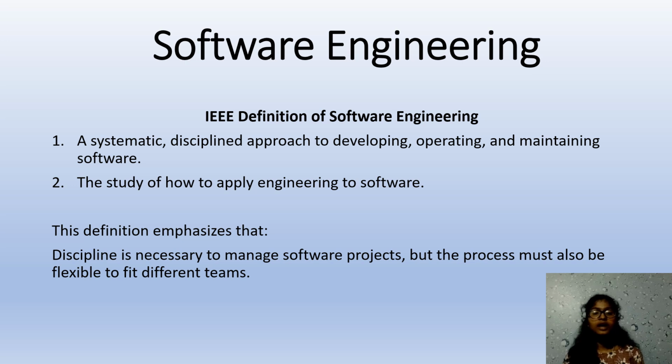And also, the IEEE definition of software engineering is a systematic, disciplined approach to developing, operating, and maintaining the software. Software engineering is also the study of how to apply engineering to the software. This definition emphasizes that discipline is necessary to manage software projects, but the process must also be flexible to fit different teams.